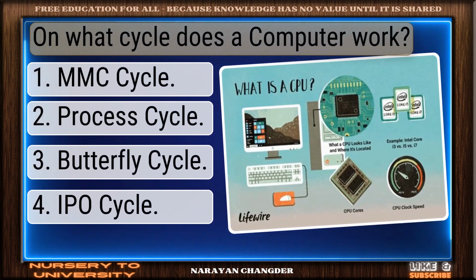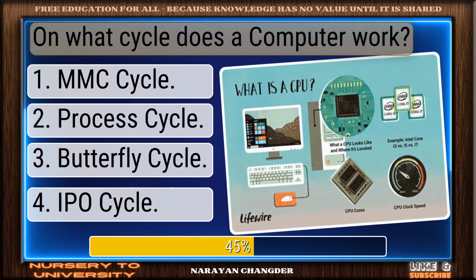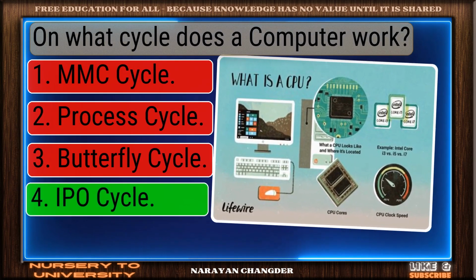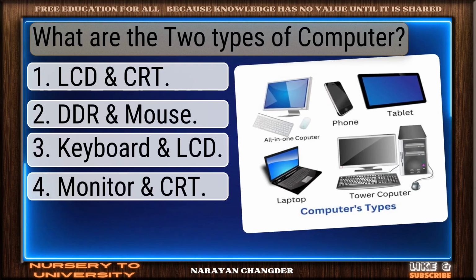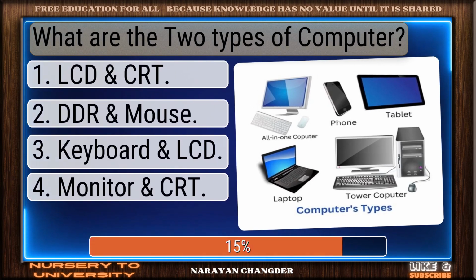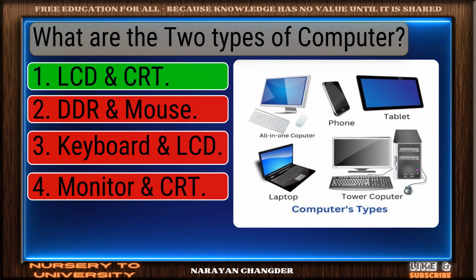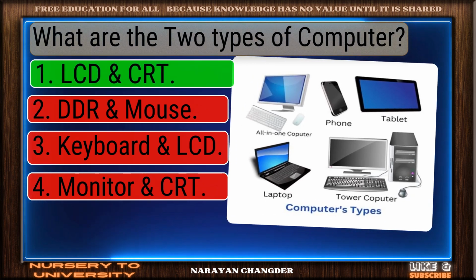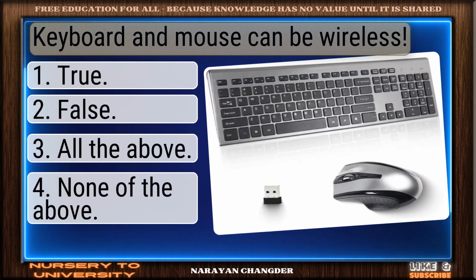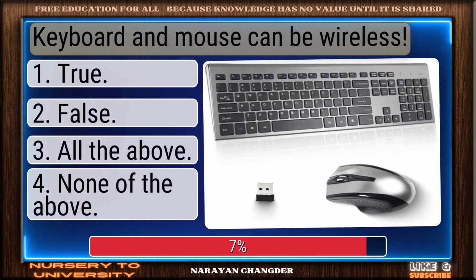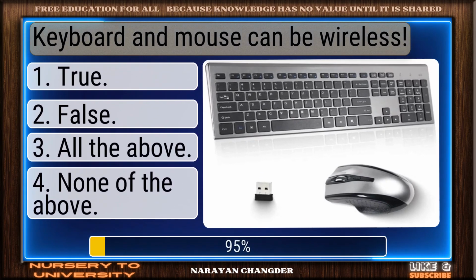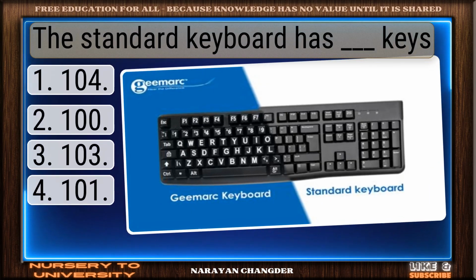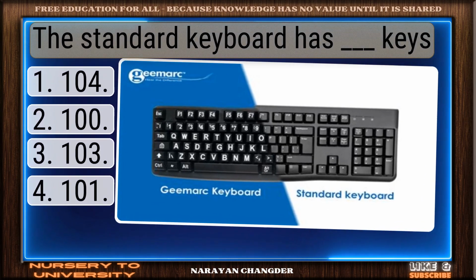On what cycle does a computer work? Well picked. IPO cycle is the correct answer. What are the 2 types of computer? Strong choice. Laptop and desktop is the right answer. Keyboard and mouse can be wireless. Smart move. True is an accurate answer. The standard keyboard has dash keys.